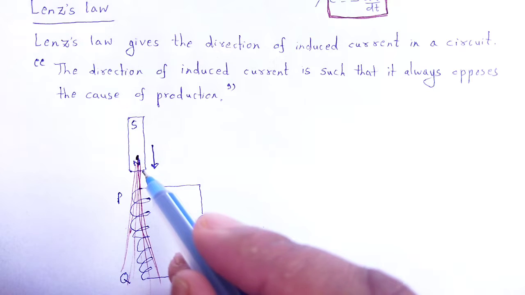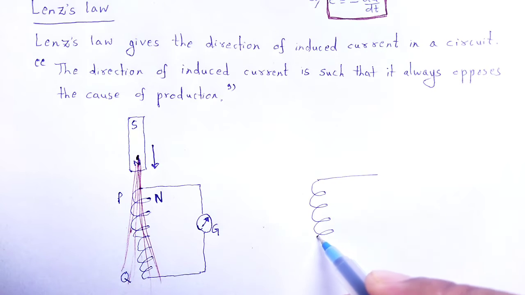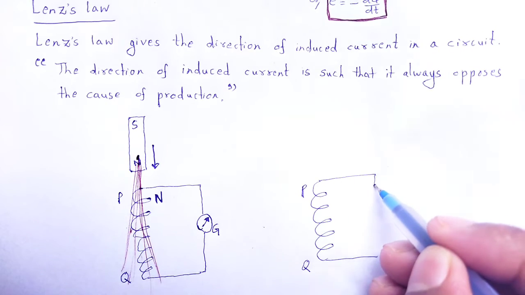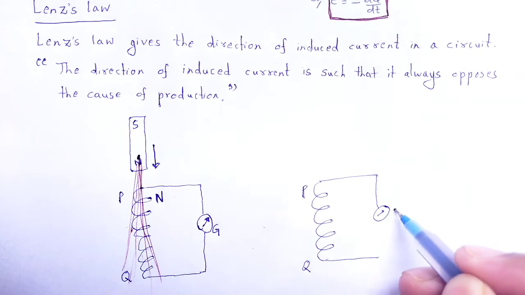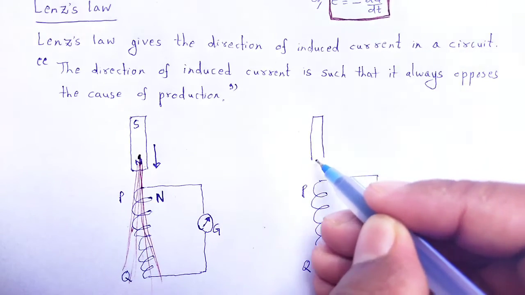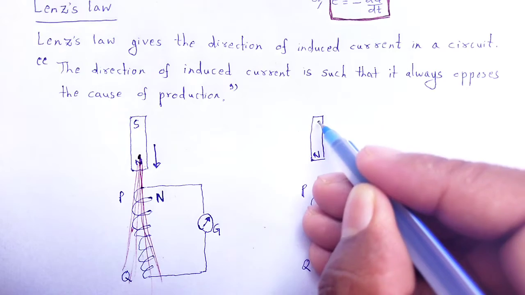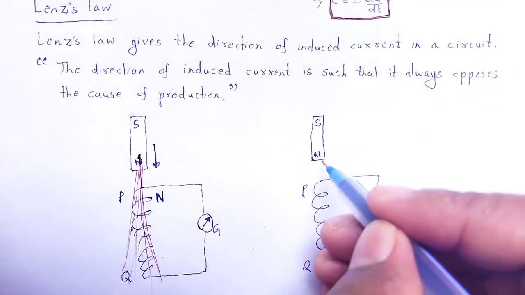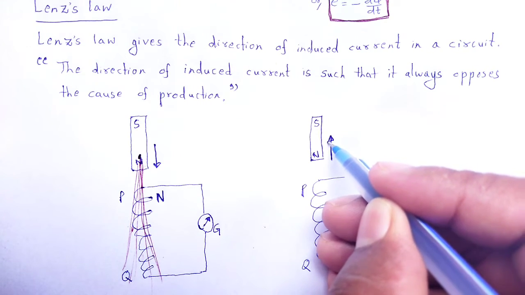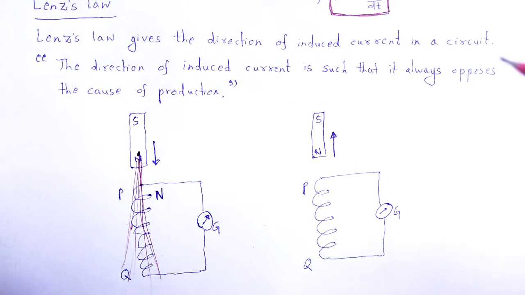Okay. Similarly, when the north pole, look here, that is the solenoid PQ connected with the sensitive galvanometer G. Here a bar magnet, north pole near point P, the upper end, and south pole far away, and that magnet is taken in this direction. So, there will be a change in magnetic flux here.